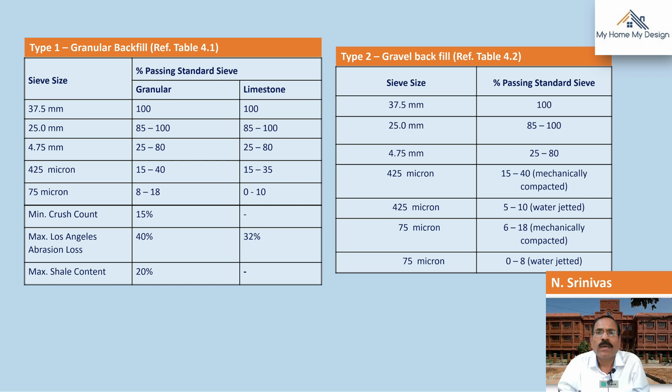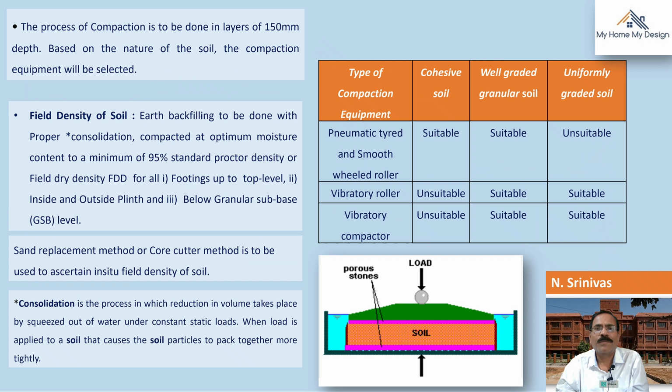And similarly, gravel backfill, the 4.2 table explains the same thing. 37.5 mm sieve size, which is 100%, 25 mm 85 to 100, 4.75 25 to 80, and 425 micron, which gives mechanically compacted, we should give 15 to 40% passing material. And in case of 425 micron, 5 to 10% water jetted soil can be used for the backfilling. So these are the IS prescribed materials ideal for the backfilling purpose.